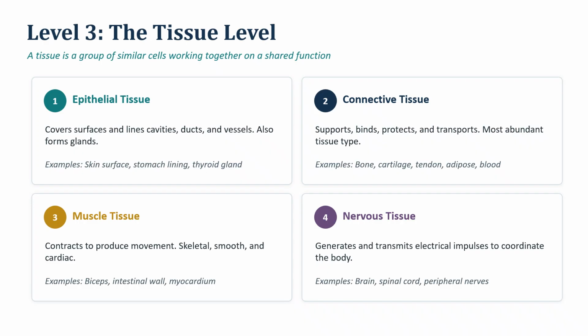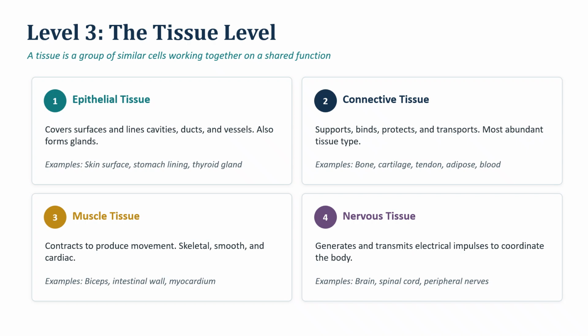Number 1 is epithelial tissue. Epithelium covers body surfaces and lines cavities, ducts, and vessels, and it also forms glands. Think of the outer layer of your skin, the lining of your stomach, and the thyroid gland. The key feature is that epithelium is avascular, meaning it has no blood vessels of its own, so it receives nutrients from the tissue beneath it.